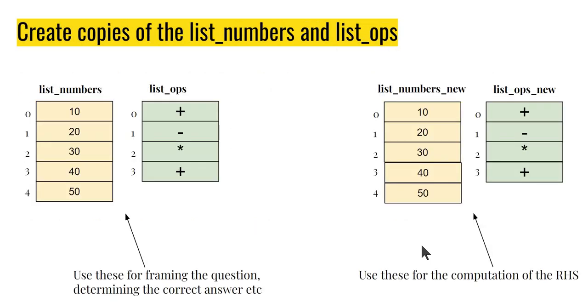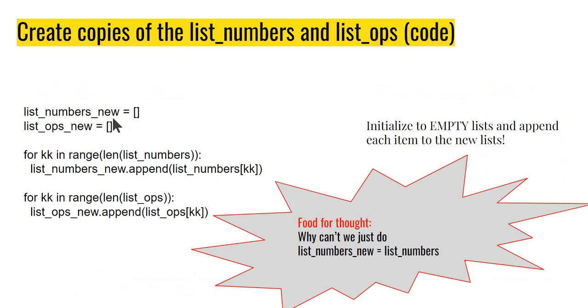The first thing that I'm going to do is make copies of my lists, numbers and list ops. You may wonder why I do this, but there's a very good reason. Notice I'm going to be using these original lists, for example, for framing the question to the user, determining if the user's answer is correct, and so on and so forth. But all my computations are going to happen from these two lists. So I'm just going to make two copies of these lists. And the way I do that is, basically I initialize two empty lists and then append every item, for example, of list numbers to list numbers new, list ops to list ops new.